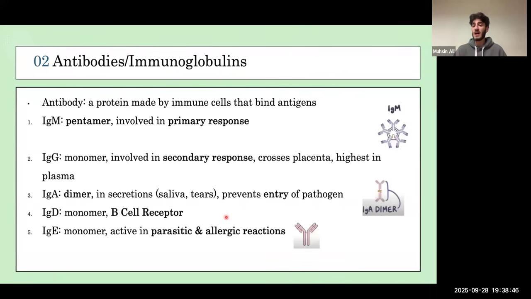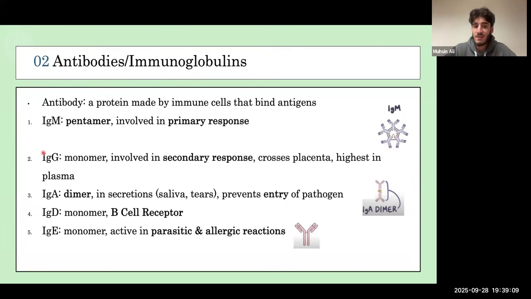Now we have 5 main types of antibodies. Firstly, you have your IgM, which is a pentamer. I want you to look at this over here. Pentamer meaning 5. So you have 1, 2, 3, 4, and 5 individual antibodies that come together into a pentamer, that is your IgM. And this IgM is involved in your primary response, right?